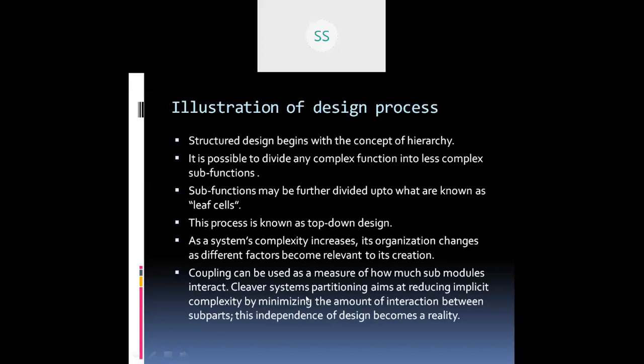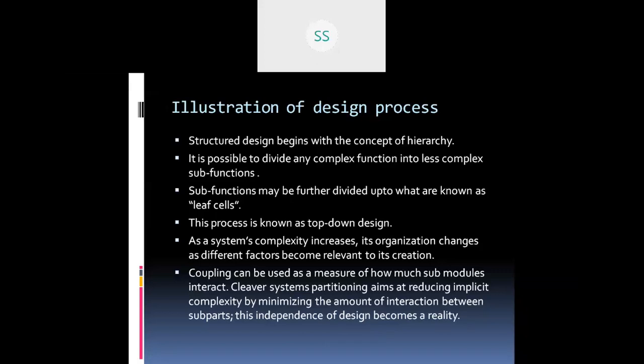The coupling can be used as a measure to see how much the submodules are interacting. Clever subsystem partitioning aims at reducing the implicit complexity by minimizing the amount of interaction between the subparts. This independence of design becomes a real advantage. The subfunctions should have very little dependence between them so that you can design them independently. If the submodules are too dependent on each other, then designing them individually becomes a complex process. So clever partitioning is required.